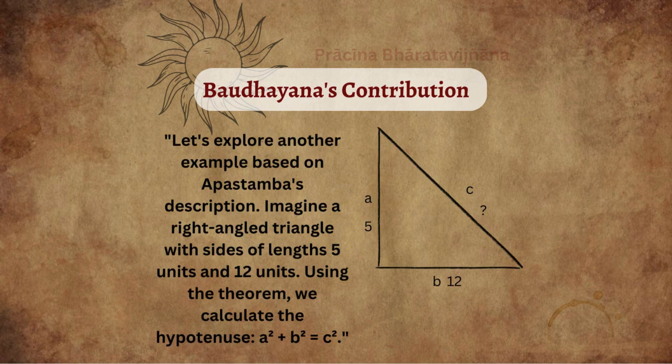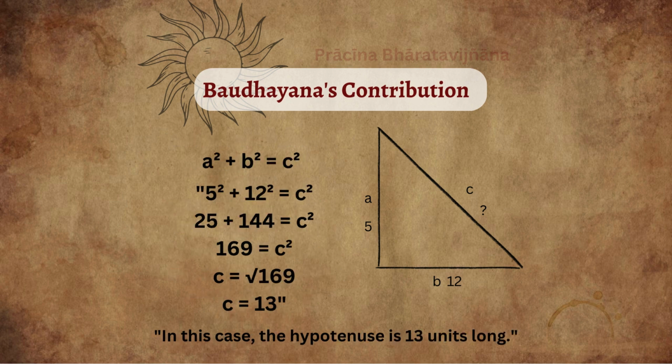Let's explore another example based on Apastamba's description. Imagine a right-angled triangle with sides of lengths 5 units and 12 units. Using the theorem, we calculate the hypotenuse as a squared plus b squared equals c squared. Based on the calculation shown in the video, we get the length of c equals 13. In this case, the hypotenuse is 13 units long.